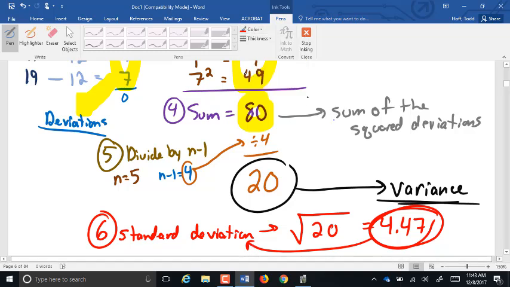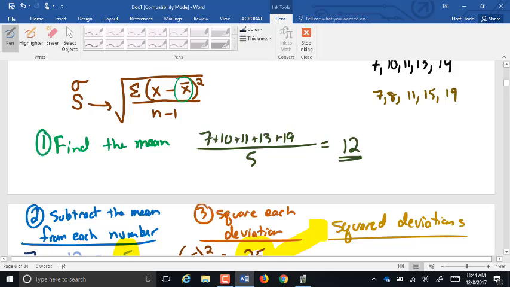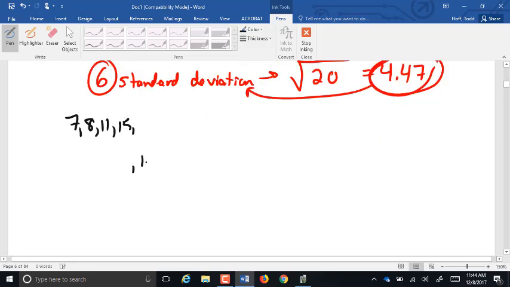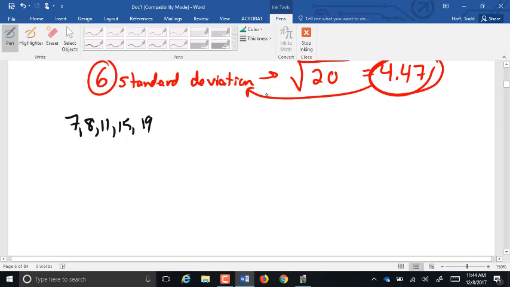Yes, it is 6 steps. Yes, it is long, but it's better than trying to figure out that formula, I think. So let's compare that to that other set, 7, 8, 11, 15, 19. Let's calculate the standard deviation of this other set and see if that gives us a larger one, since we said that looked more spread out.